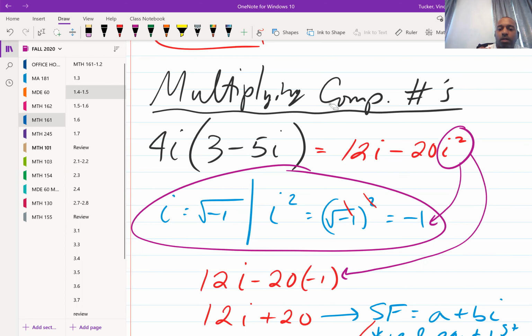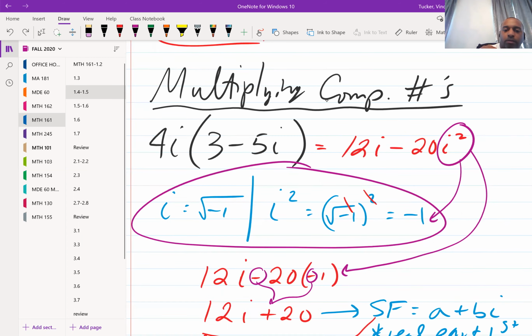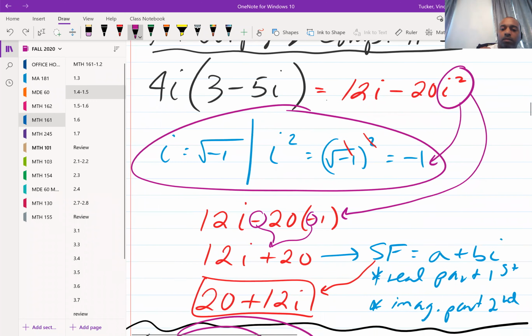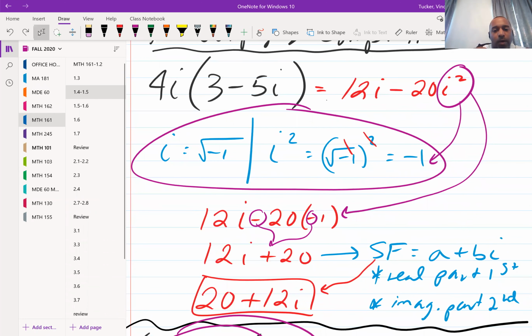All right. So then that negative 20 times negative 1 is going to give us positive 20. And then you want to write it in standard form. Remember, the real part's first, imaginary part is second. So you write 20 plus 12i.